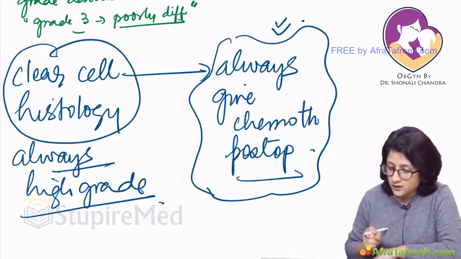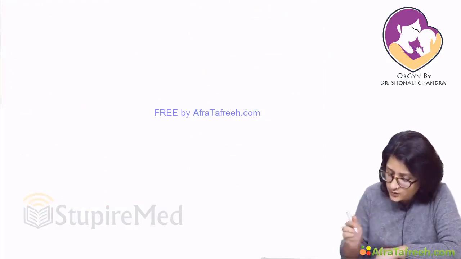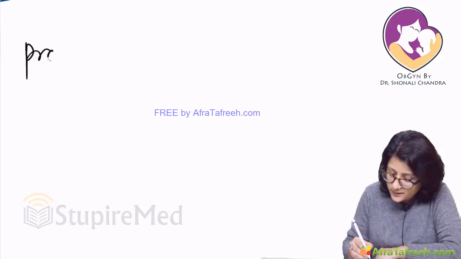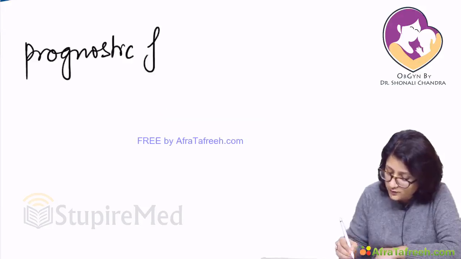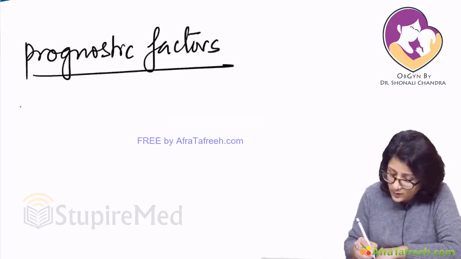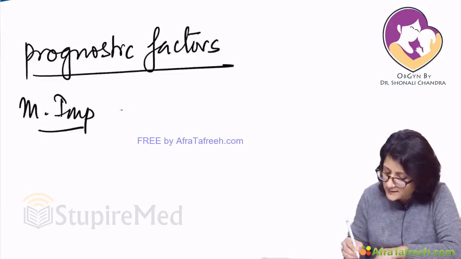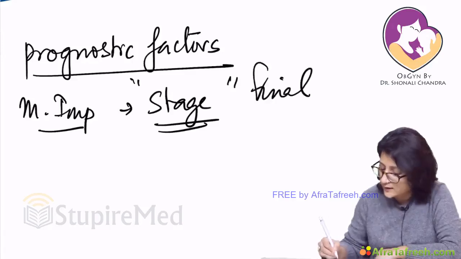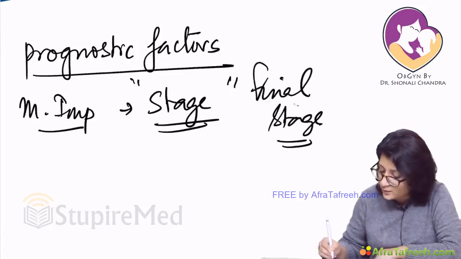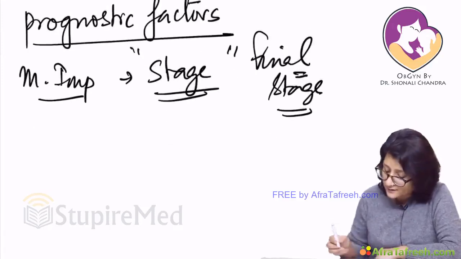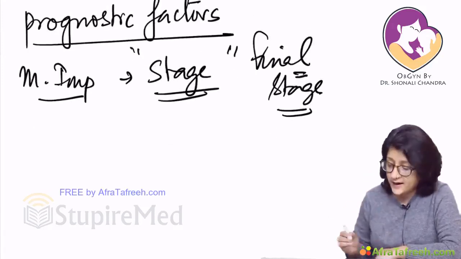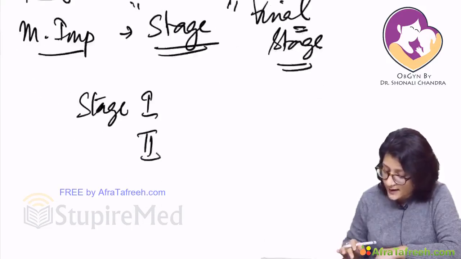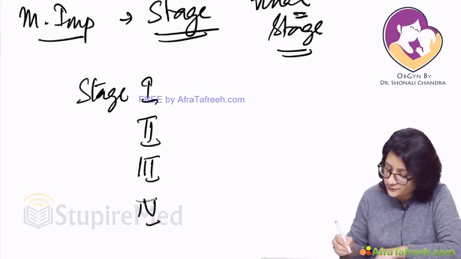Alright, now we talk about the prognostic factors. The most important prognostic factor for ovarian cancer is the stage. Okay, the final stage that we come to diagnose, that is the most important prognostic factor. There are 4 stages: stage 1, stage 2, stage 3 and stage 4.